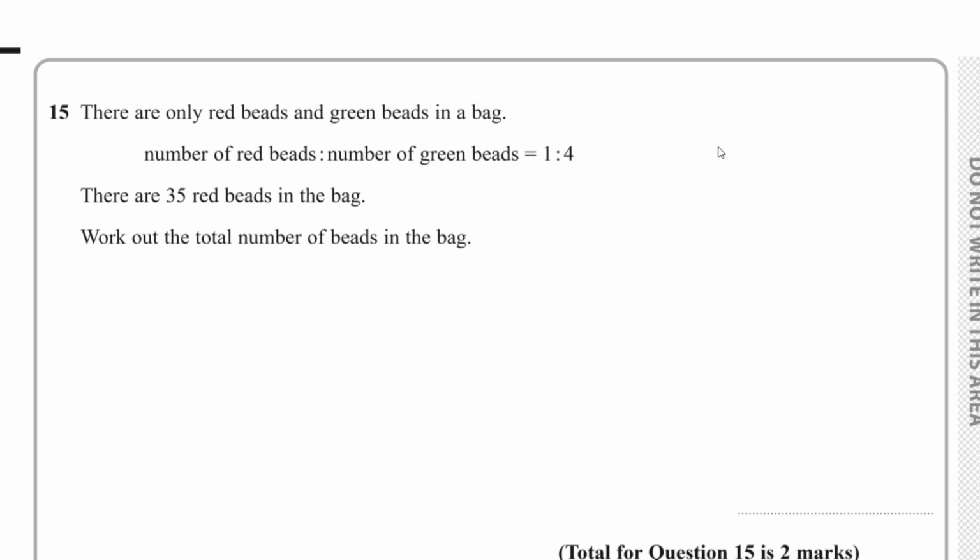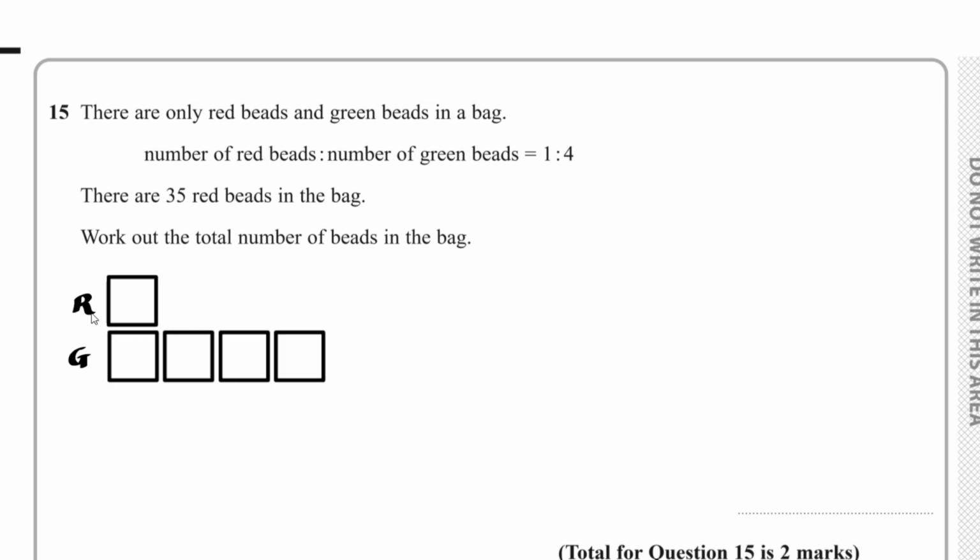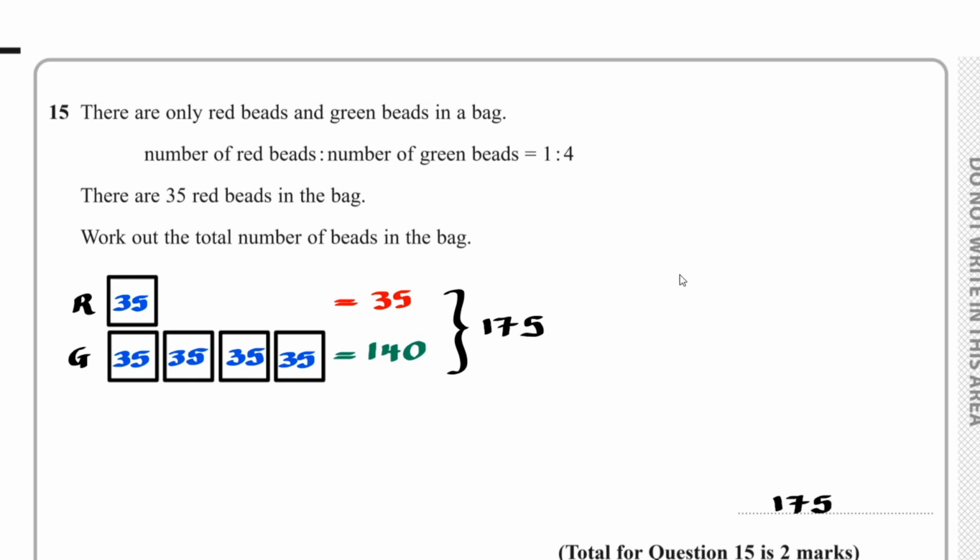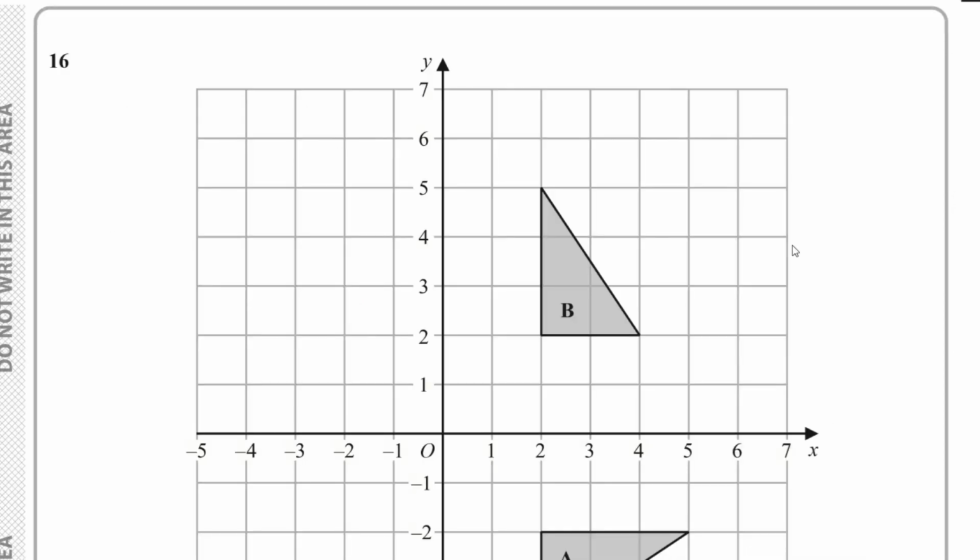Question number 15. There are only red beads and green beads in a bag. The number of red beads to the number of green beads is 1 to 4. There are 35 red beads in the bag. We have to work out the total number of beads in the bag. So we've got this ratio of red to green being 1 to 4. I know that in total there's 35 red in the bag, so each part is worth 35. For green then, I have 4 of those 35s, which is 140. Adding 35 to 140, we get 175. So there's 175 beads in the bag.